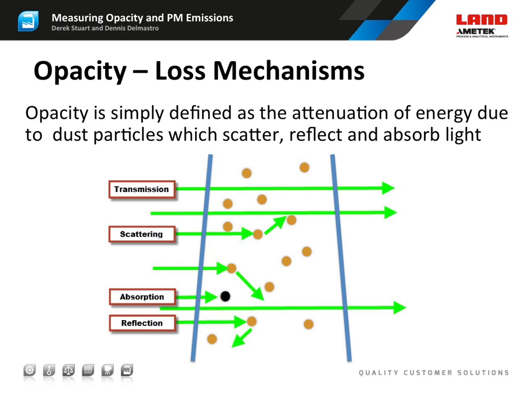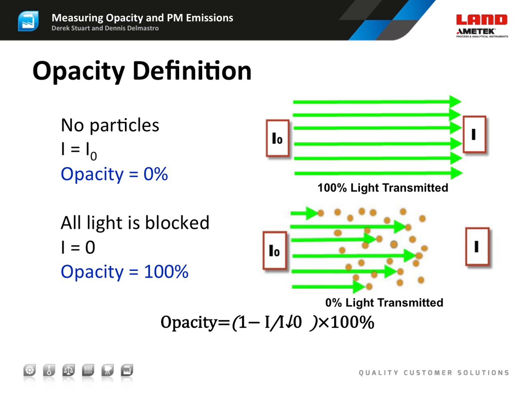the particles. An easy way to understand an opacity definition is, if you have no particulate in the stack, the energy received, I, is equal to the energy transmitted, I0. Therefore, your opacity is equal to 0%. On the other hand, if you have significant particulate in the stack, the energy received, I, is completely blocked or 0. Therefore, your opacity is equal to 100%.